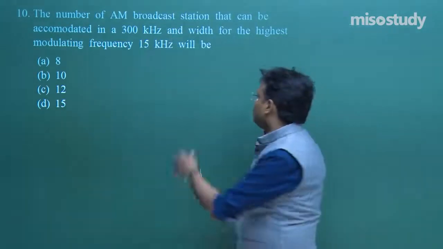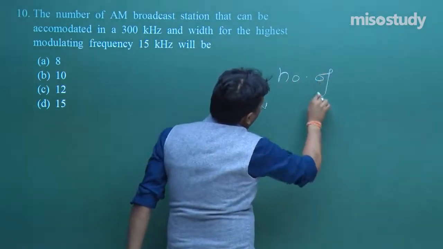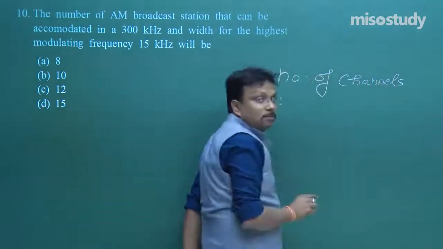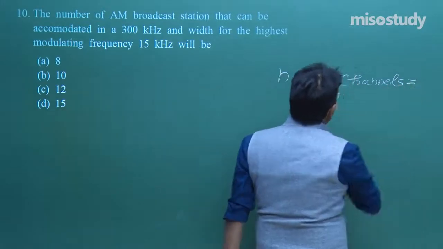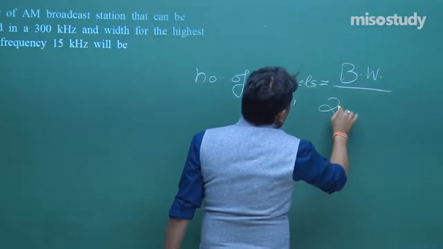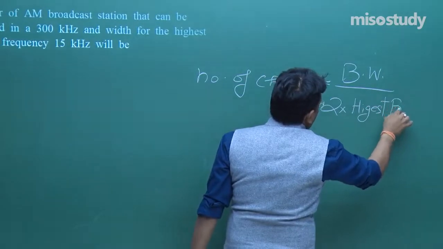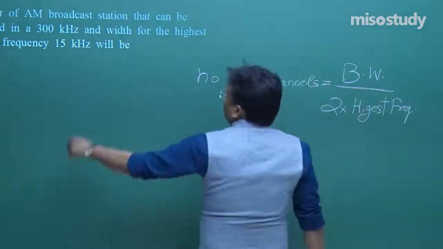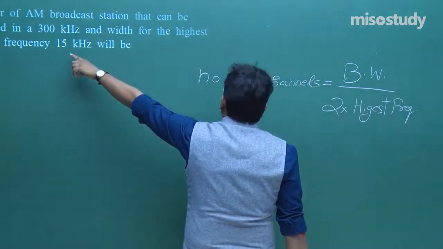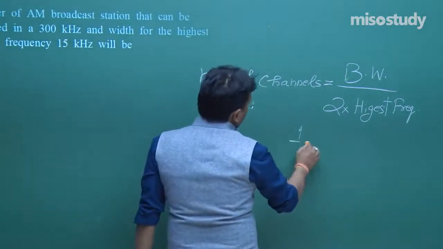What is the formula I mentioned? Again I would like to mention it just for your understanding. Number of channels equals bandwidth upon 2 into the highest frequency. 300 kilohertz divided by 15 kilohertz into 2, that is 300 by 30, which will give you 10 stations.